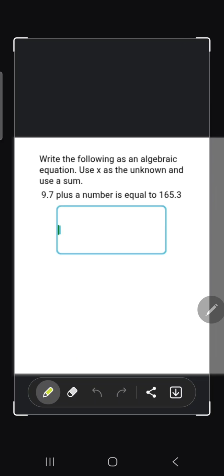Write the following as an algebraic equation. Use x as the unknown and use a sum. So this would be 9.7 plus a number, that would be the x, the one we don't know, is equal to 165.3.